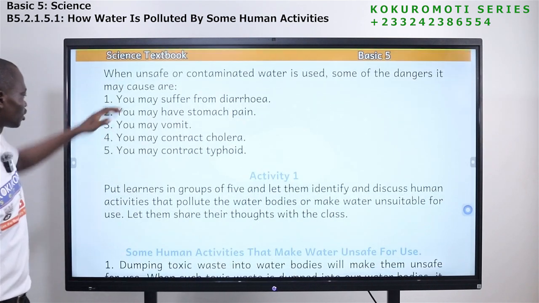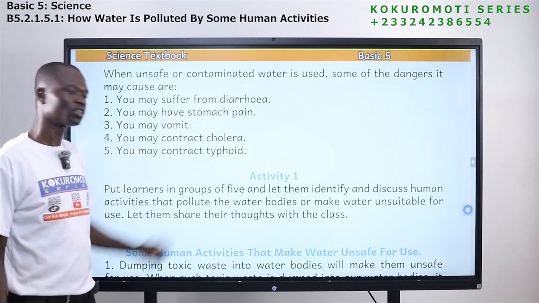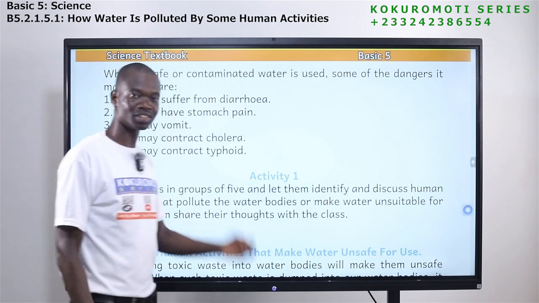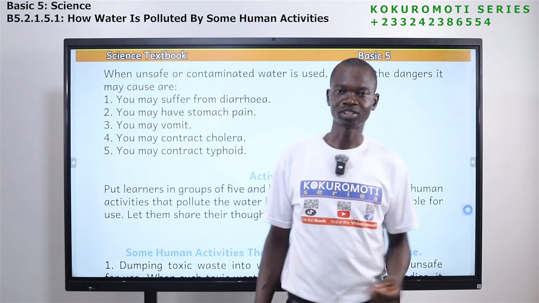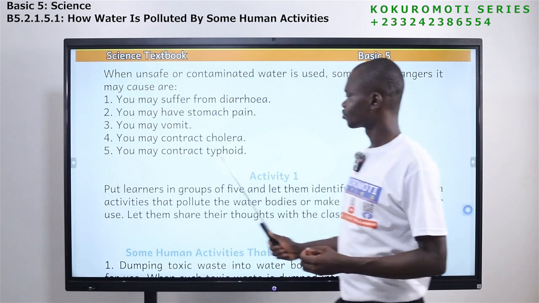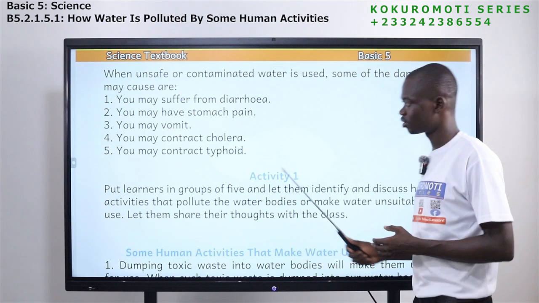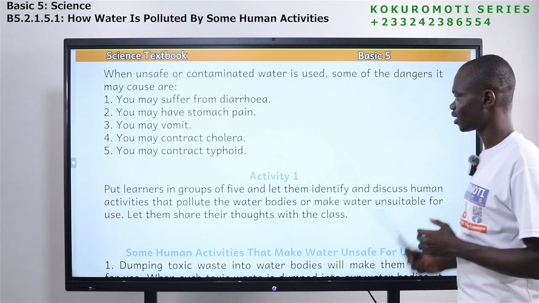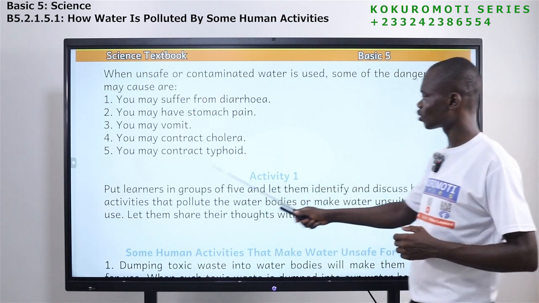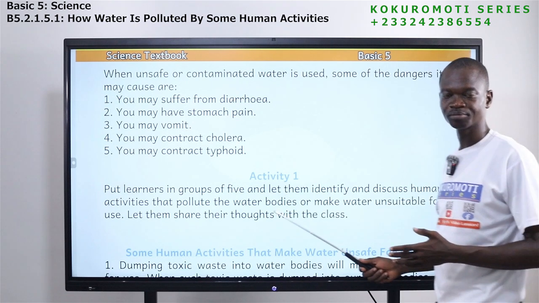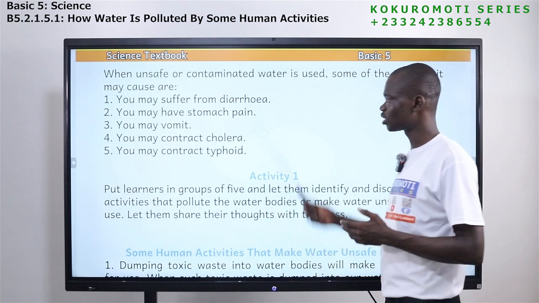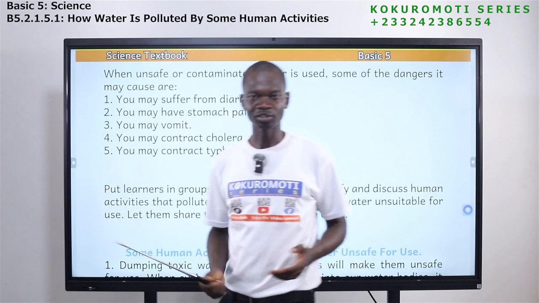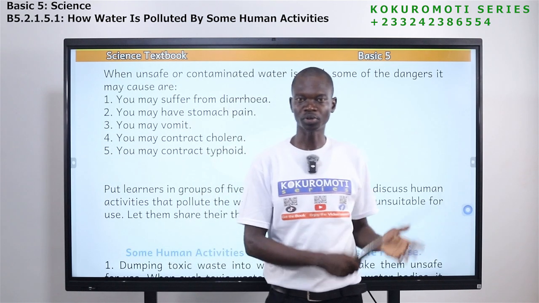The next one is that you may contract cholera. So cholera too is a waterborne disease. If water is contaminated, this is one of the effects. You may contract what? Cholera. The next one is you may contract what? Typhoid. Another one. So these are all diseases that we can contract if we use polluted water.